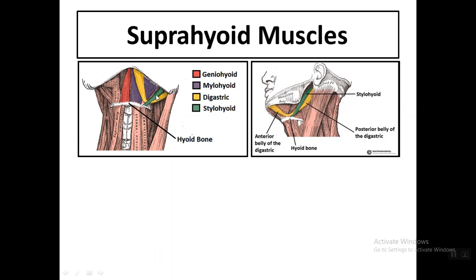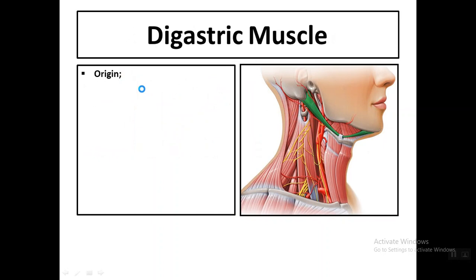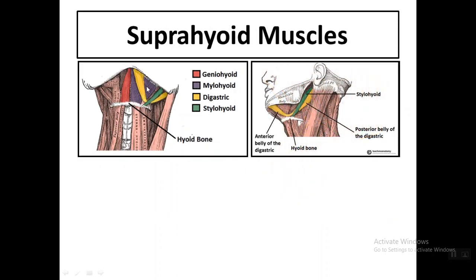Stylohyoid muscle, from the styloid process to the hyoid bone. Mylohyoid muscle, which forms the floor of the mouth, shown in purple, extends from the mylohyoid line of the mandible to the body of the hyoid bone. It forms the floor of the mouth. Next to it is the geniohyoid. Genio means the chin, so it extends from the mandible here to the hyoid bone. So we call it geniohyoid. All these muscles are called the suprahyoid muscles.